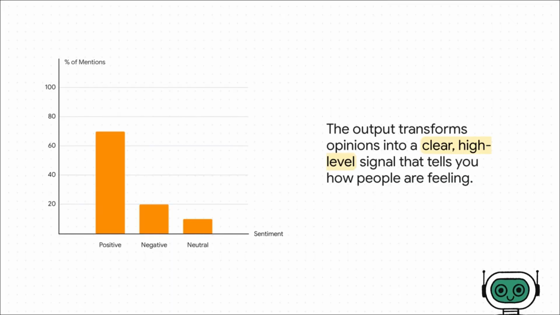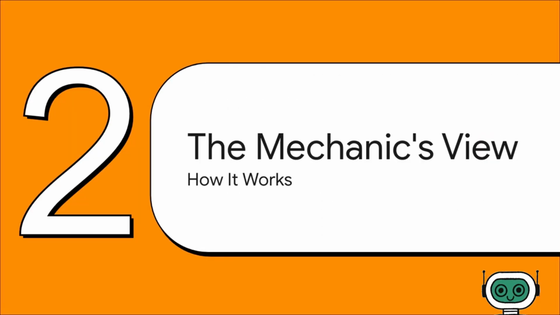And the results often look something like this. You can suddenly see, at a glance, that most of the conversation around your new feature is positive. You have a clear high-level signal telling you how people are feeling, and that's an insight you can actually use to make decisions. So how does the engine actually do that? How does it figure out the sentiment? Let's pop the hood and look at the two main ways this gets done.